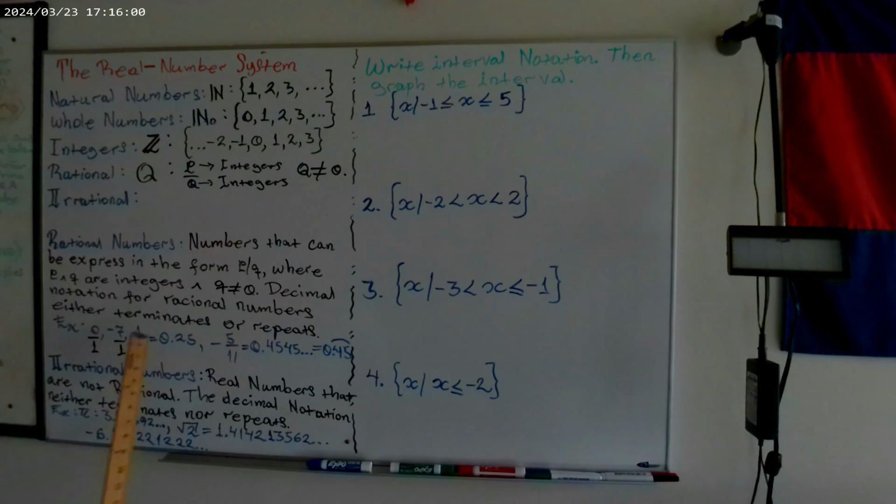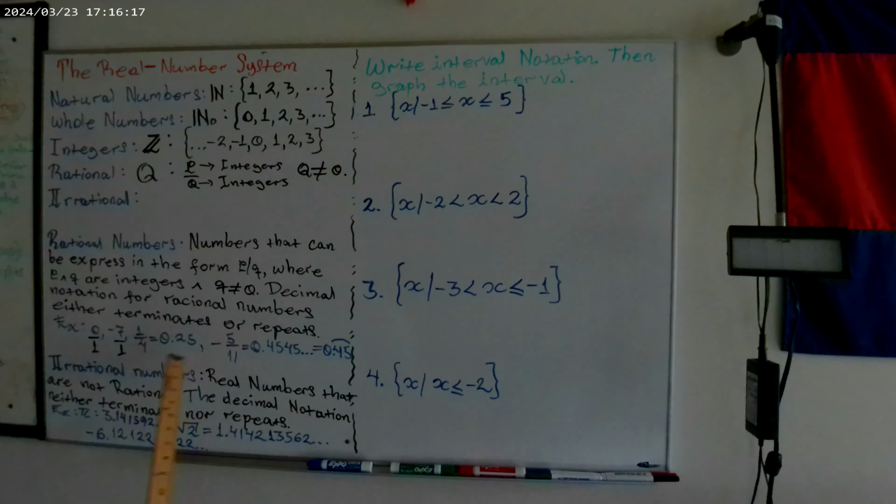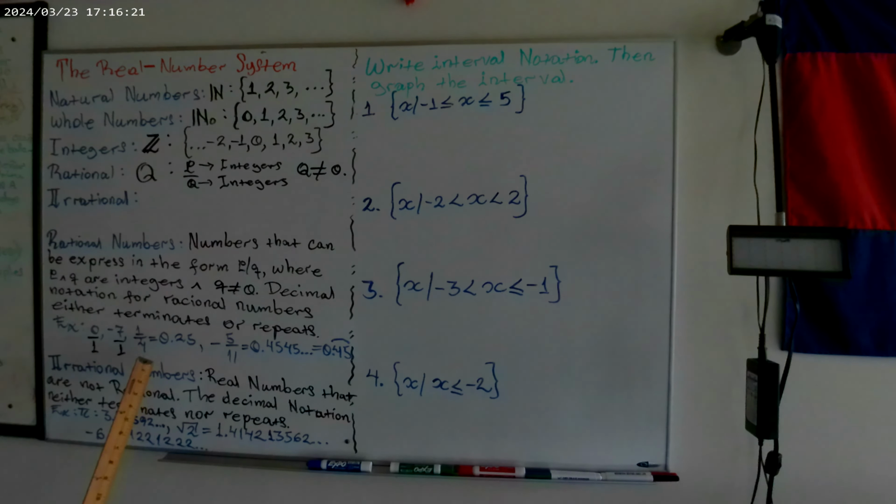Another example of a rational number is 1 over 4, whose decimal form is 0.25. That is a rational number because it is in the form P over Q, and its decimal part terminates at 2 decimal places after the 0.